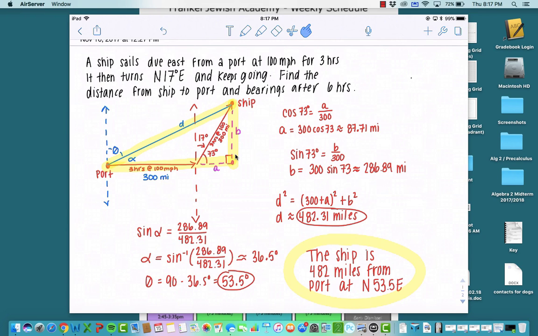Some key things you have to remember is that when we talk about bearings, we're always talking about the degree between the north-south line and our direction. We're not talking about the east-west line. So this is a little different from our usual problems because we usually talk about the degree between the x-axis and the angle. For bearings, we talk about the y-axis and the angle. So it messes everything up and it confuses you. So again, bearings, we talk about the north-south line. Everything else, we talk about the x-axis, but bearings is weird.